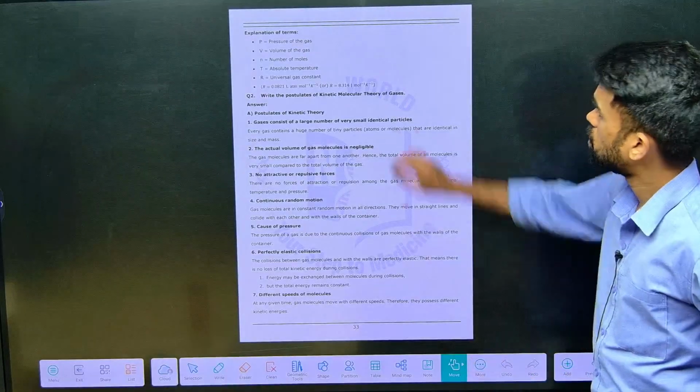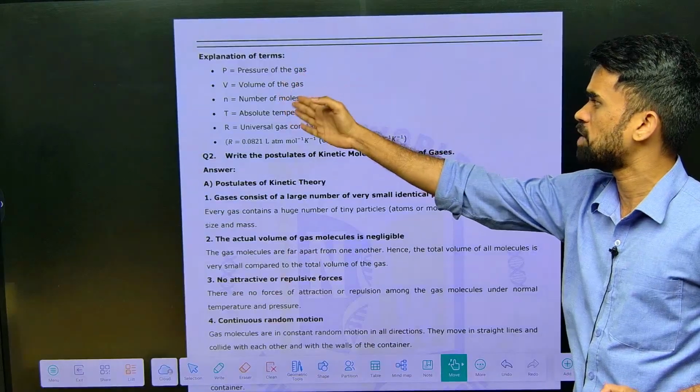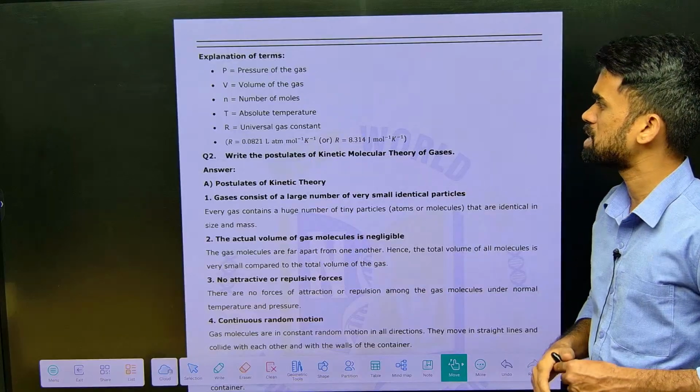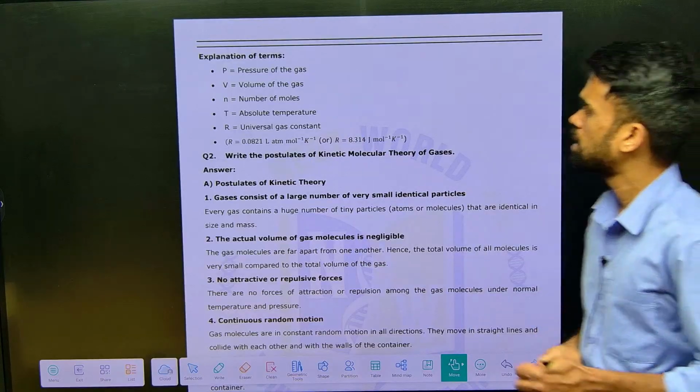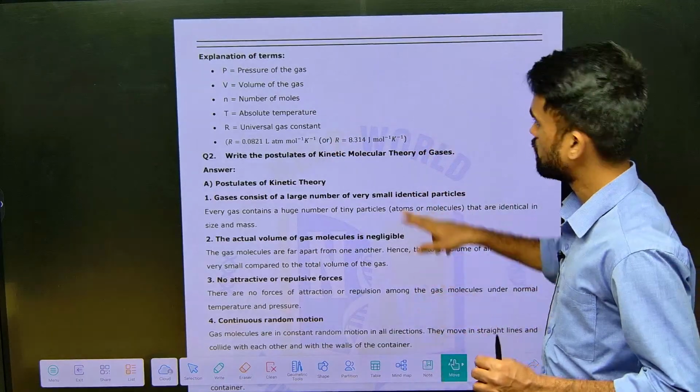Now what do we mean by each symbol? P means pressure of gas, V means volume of gas, n is the number of moles of the gas, T is absolute temperature, which means you should express T in kelvins. R is the universal gas constant. If you mention this, it's enough for 4 marks.